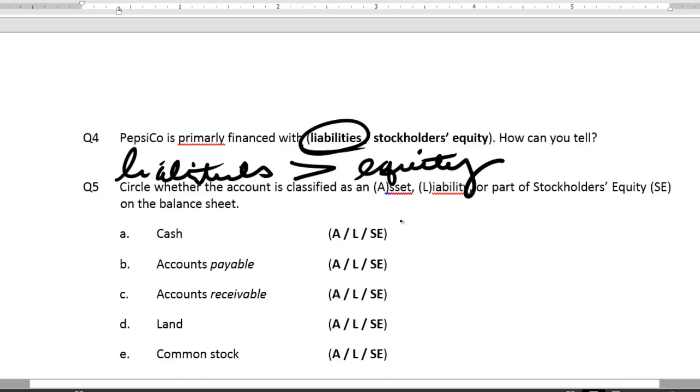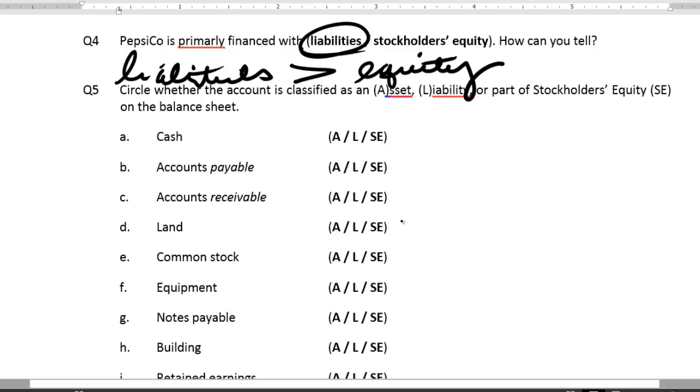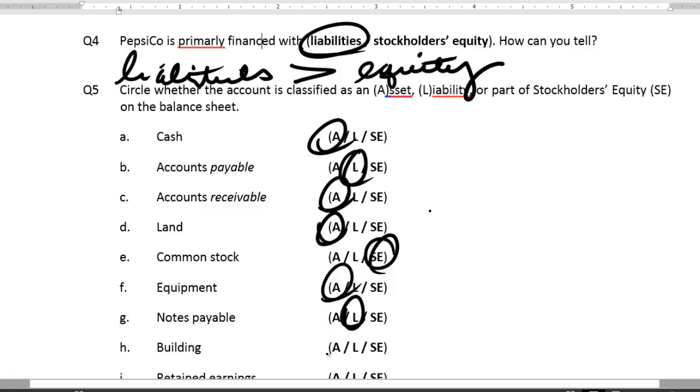Circle whether the account is classified as asset, liability, or stockholders' equity. Cash. Asset. Accounts payable. Liability. Accounts receivable. Asset. Land. Asset. Common stock. Stockholders' equity. Equipment. Asset. Notes payable. Liability. Building. Asset. Retained earnings. Stockholders' equity.